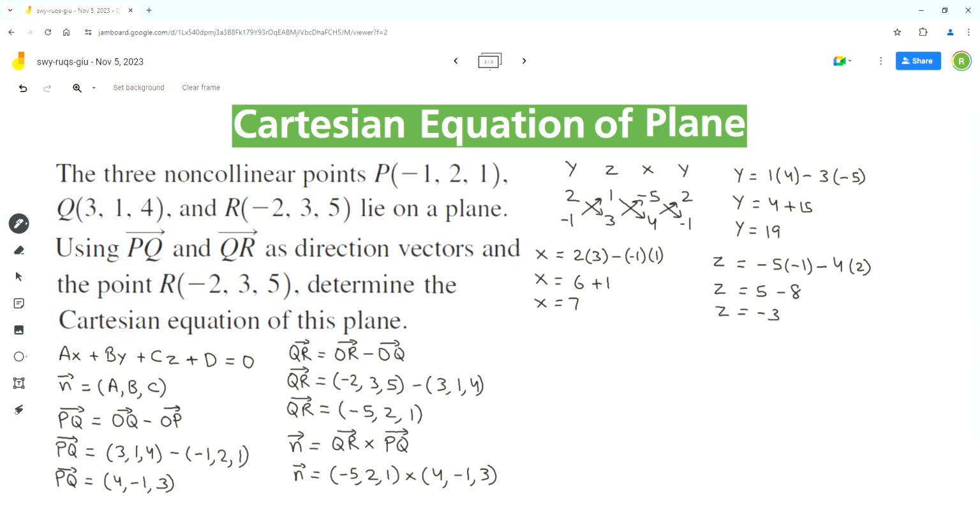So the normal vector for the plane is 7, 19, -3. Now we can sub in these components in the general equation in Cartesian form. So A is 7, B is 19, C is -3.